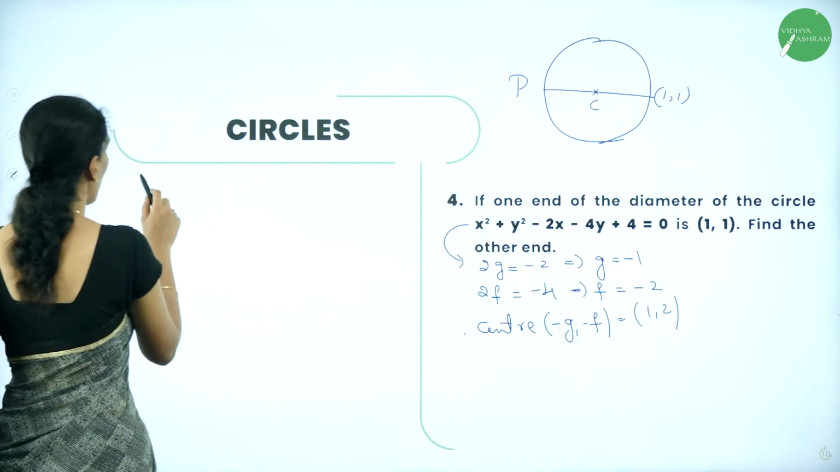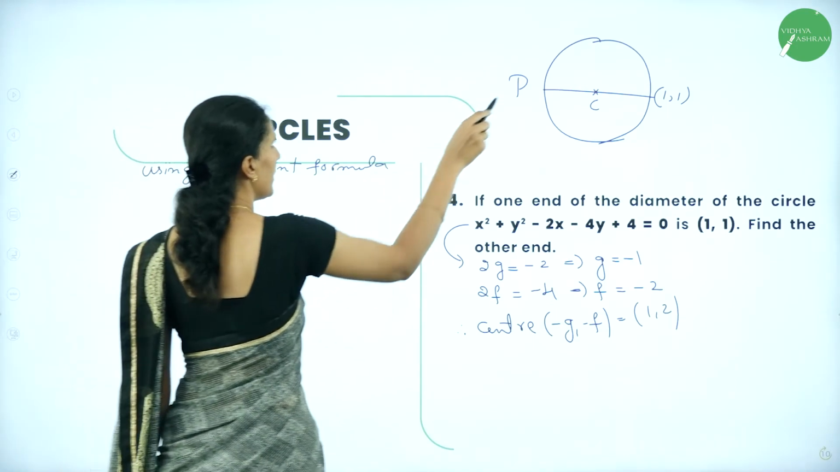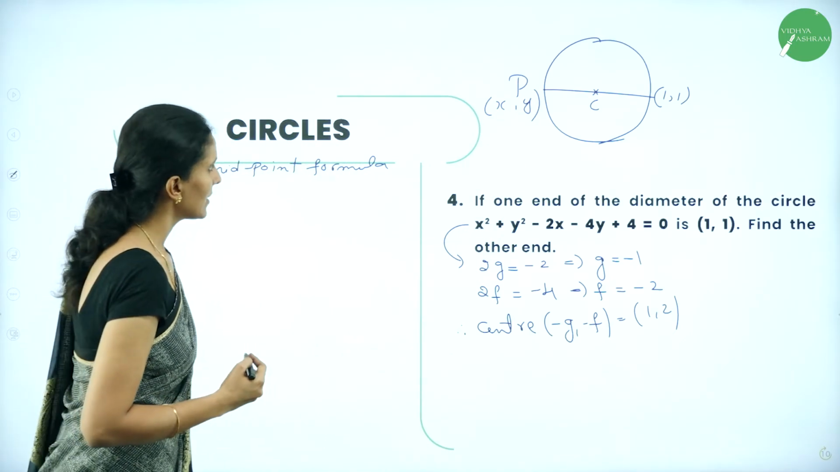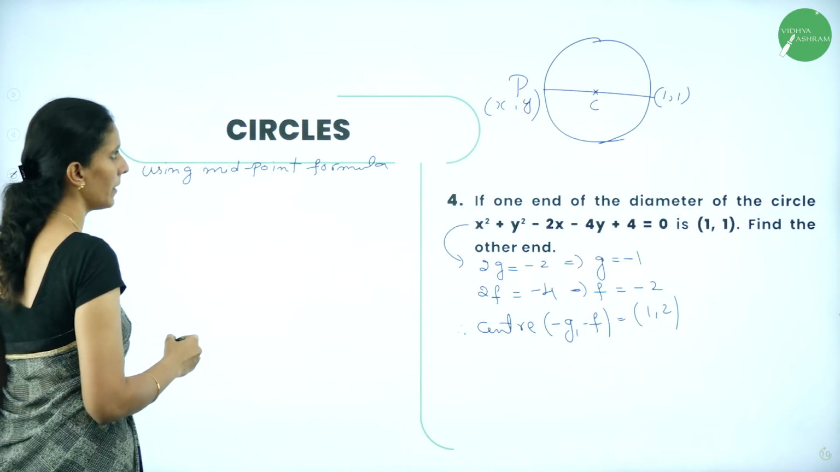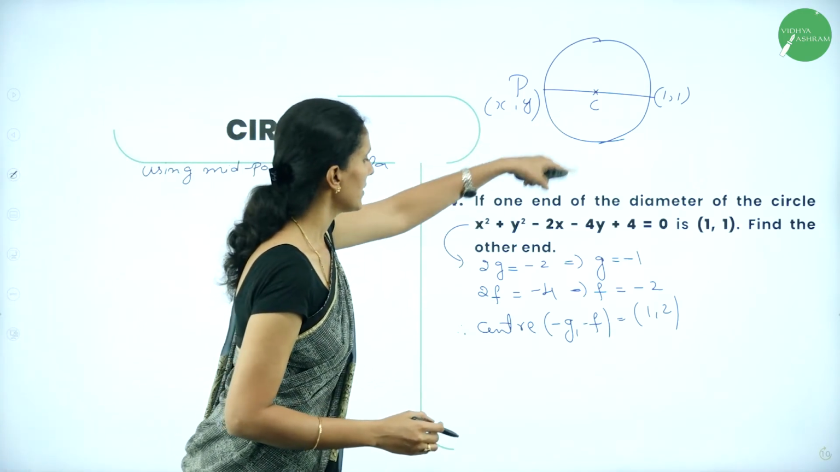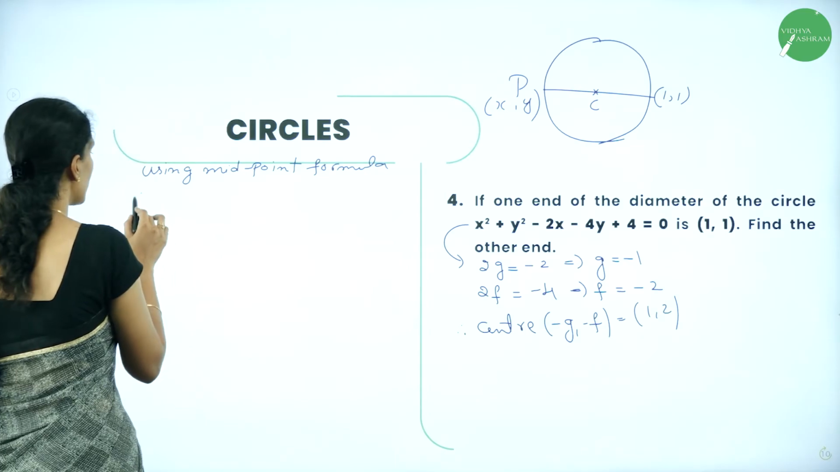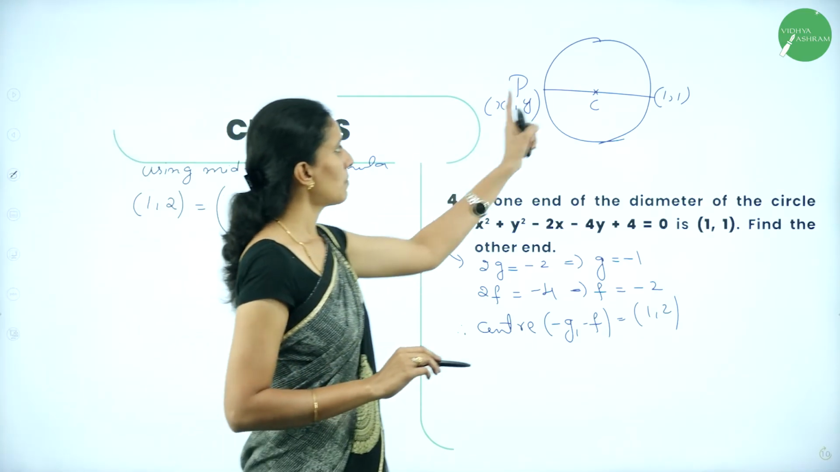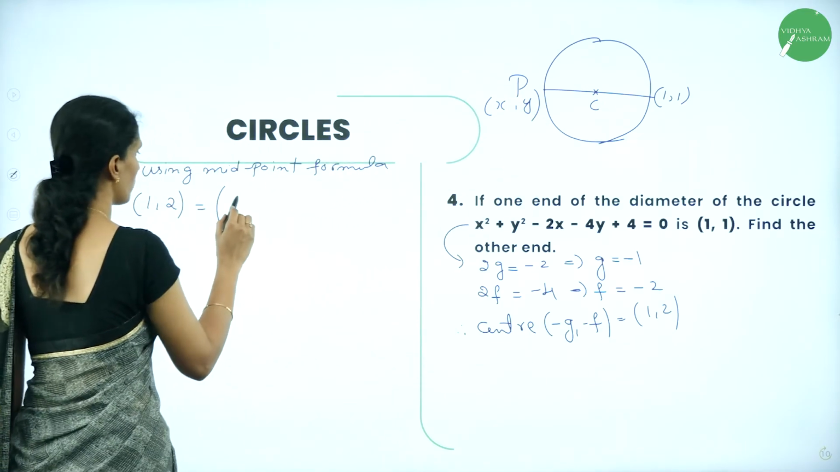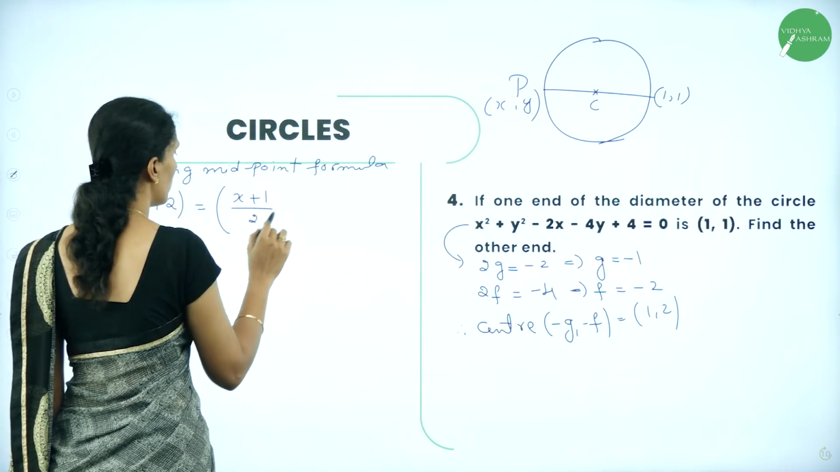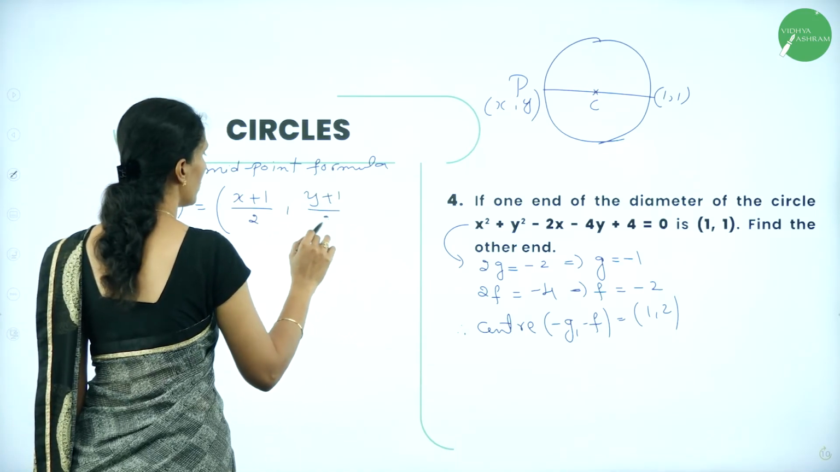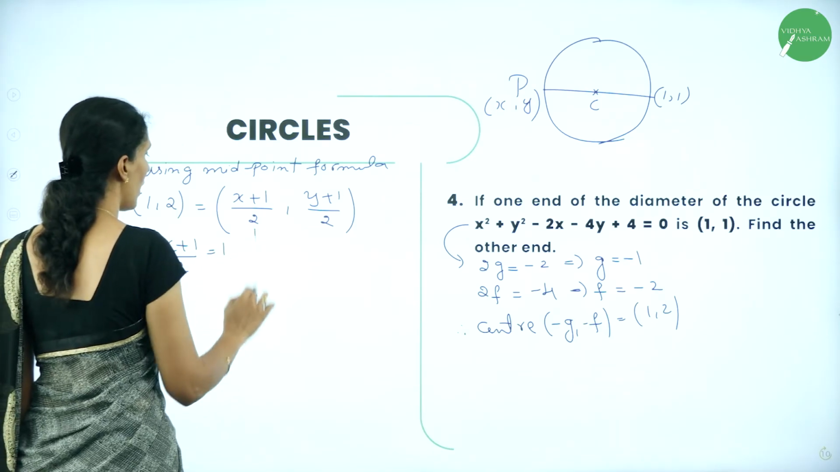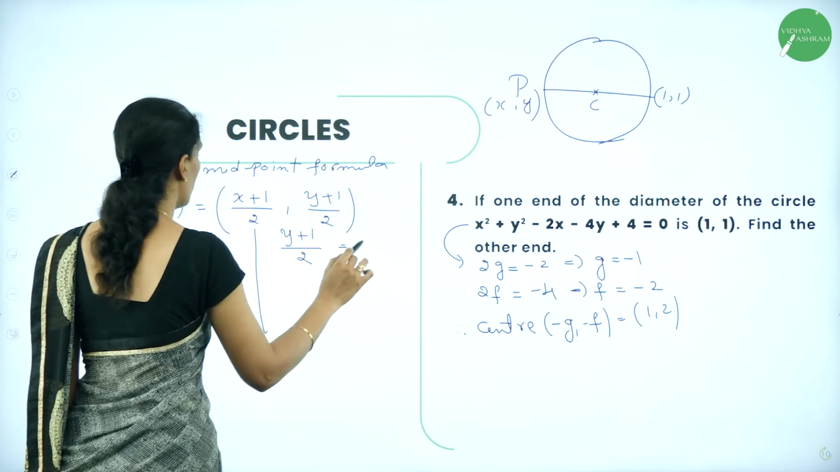Next, using midpoint formula, let me take the coordinate of P as x comma y. So whatever the coordinate I don't know, let me consider it in the form of x comma y. The midpoint is given, that is 1 comma 2, that is equal to x plus 1 by 2 comma y plus 1 by 2. So compare the equation. x plus 1 by 2 is equal to 1. y plus 1 by 2 is equal to 2.